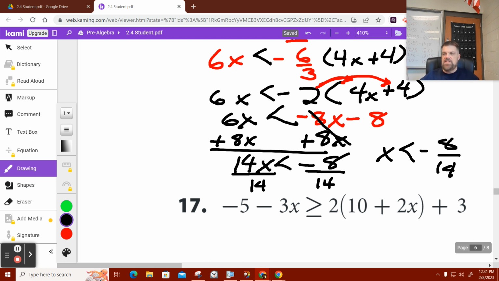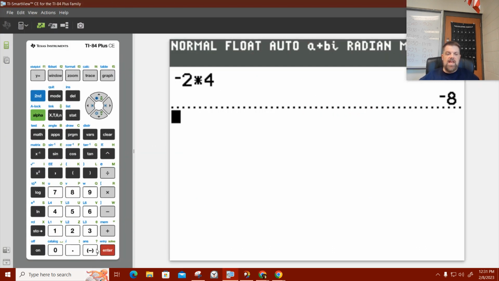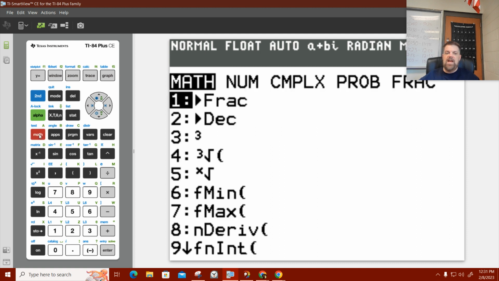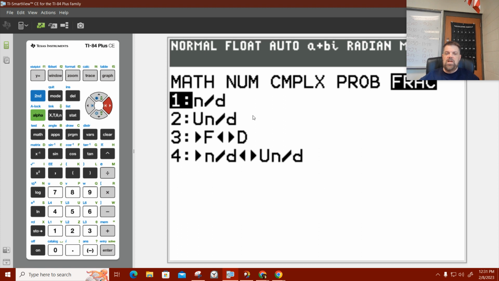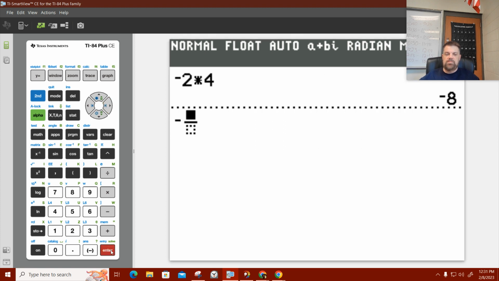Ready? Nothing up my sleeve. Grab your calculators, turn them on. Watch this. So I have currently the fraction. Remember how to get a fraction? How do I get a fraction? Can you tell me? Math, and then what? Not y equals. No. Enter. You have to go all the way over to the fraction menu, and then you choose the first one. Then I'm going to put negative 8 over 14.